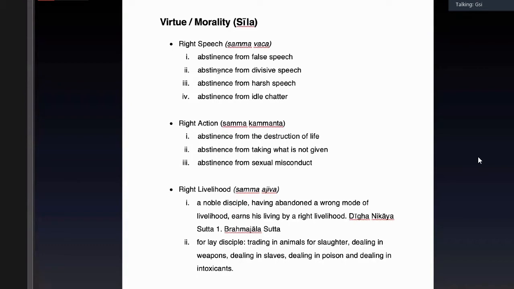For example, what did the Buddha talk about? In those days, cows or sheep or goats, those farm animals, were actually a sign of wealth.